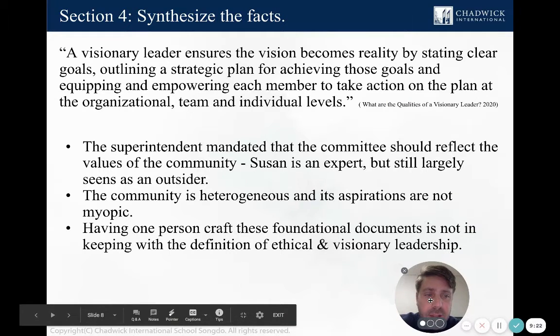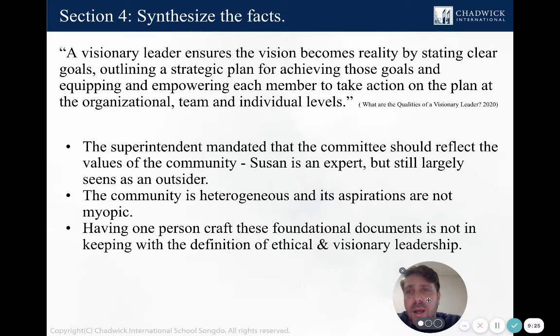So again, when looking at the definition of visionary leadership, a visionary leader ensures the vision becomes reality by stating clear goals, outlining a strategic plan for achieving those goals, and equipping and empowering each member to take action on the plan at the organizational, team, and individual levels. And so I believe that the superintendent mandated that the committee should reflect the values of the community. And again, I'm sure that Susan, this hypothetical character, is an expert and probably has profound technical knowledge, but she still is an outsider.